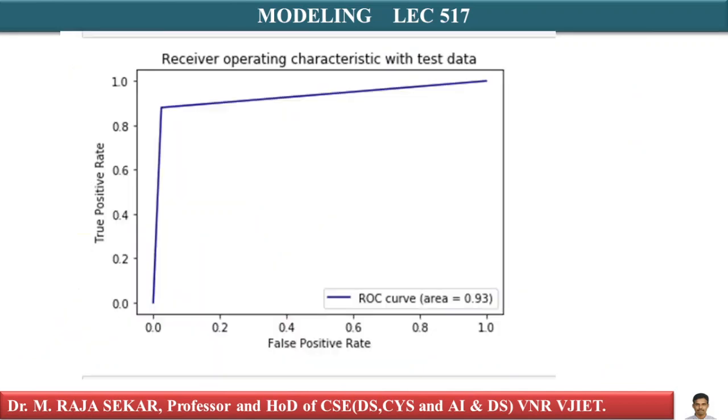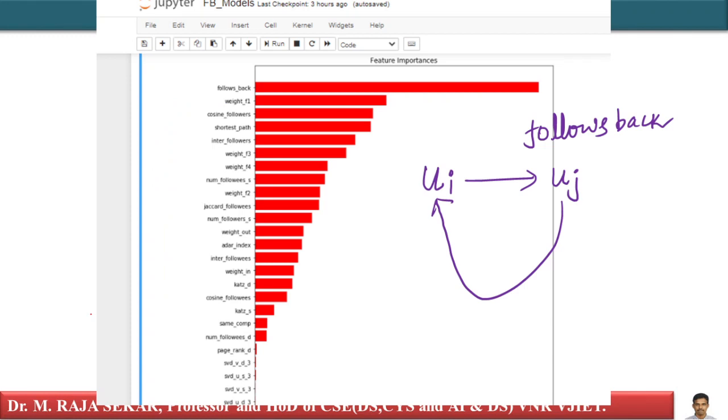We plotted the ROC curve. Say this is the ROC curve for the cross-validate or test data, and the most important part is feature importance. It's always fun. Look at this, this is the feature importance. Follows back is the most important feature, which means if ui is following uj, then there is a very high chance that uj follows ui, isn't it? So follows back is one of the most important features, followed by weight.